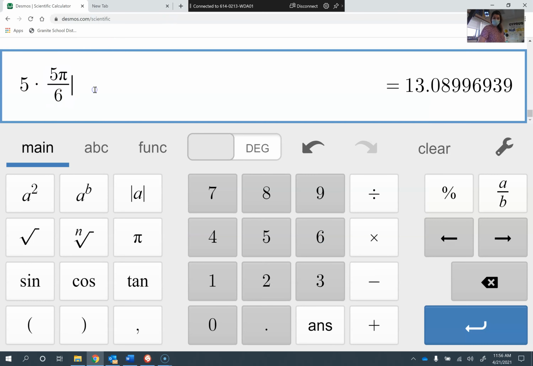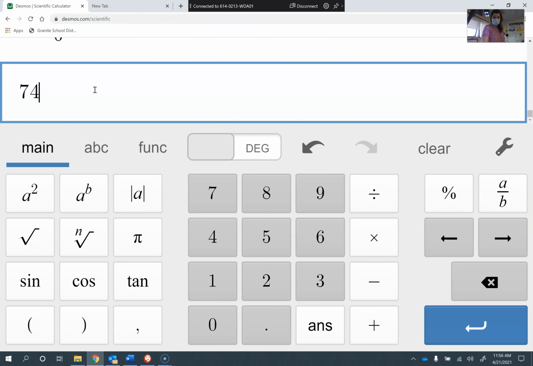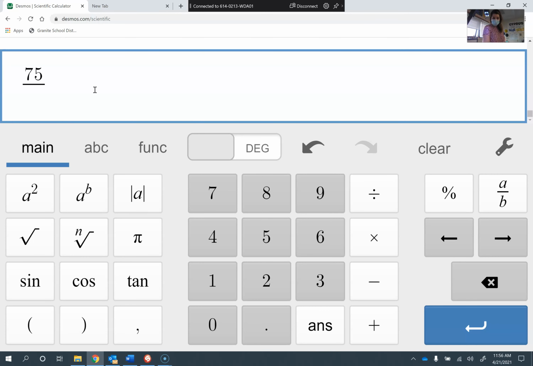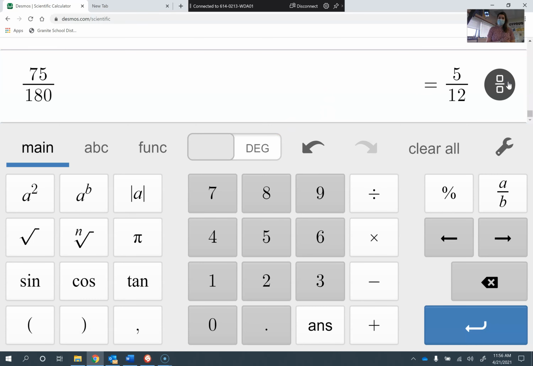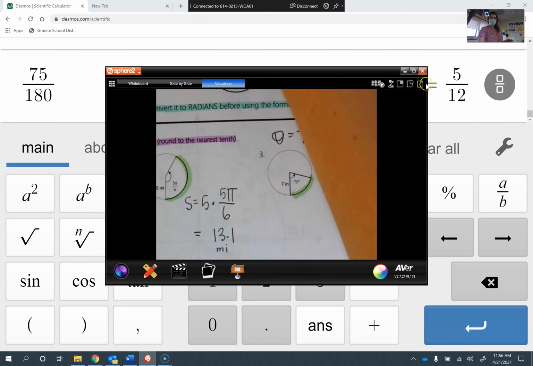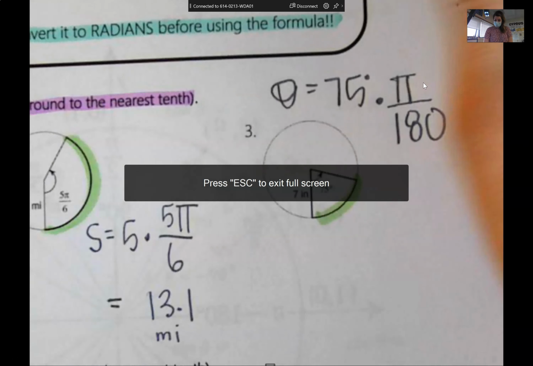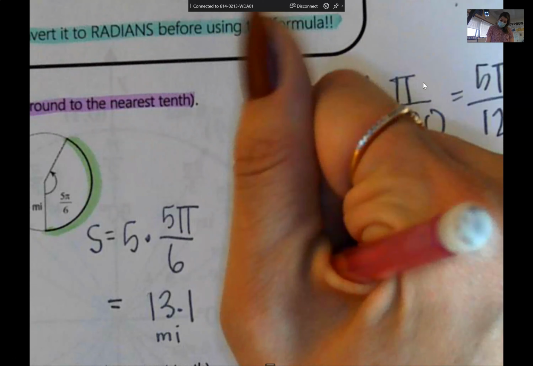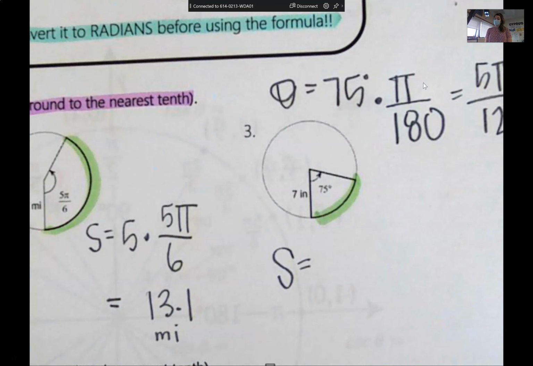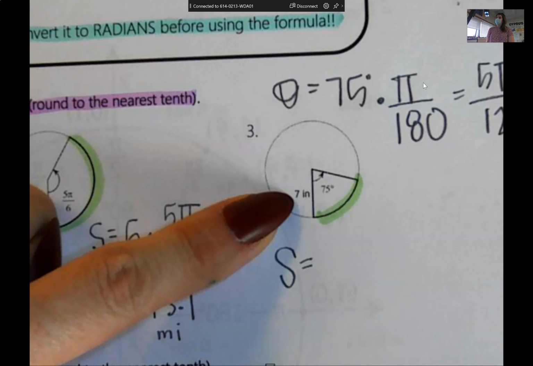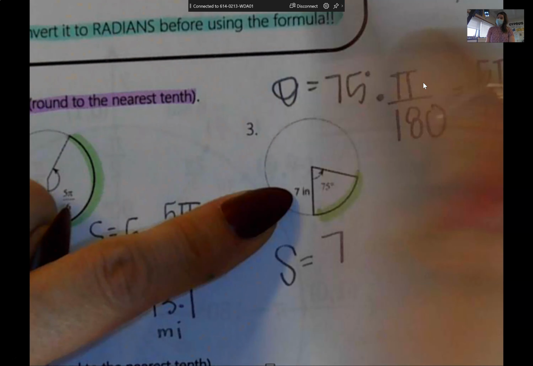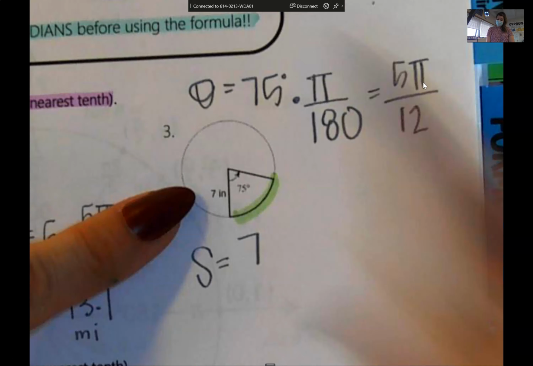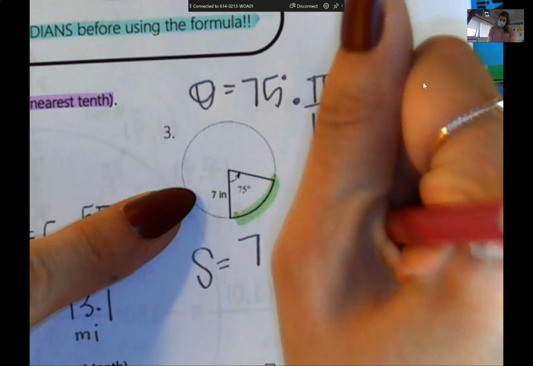So we're going to do just 75 over 180. Let Desmos do the simplifying for us, so 5 over 12. So 5 pi over 12. Okay, now we need to take that and plug it into our formula for S. So our radius is 7 inches. Our angle measure is 5 pi over 12.